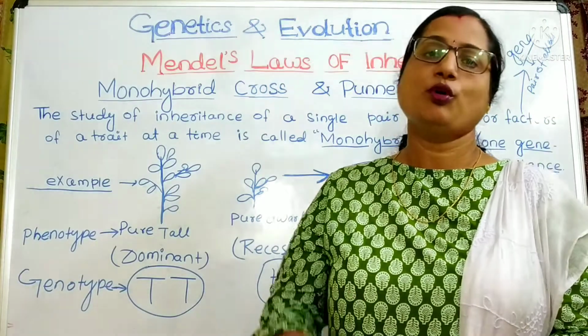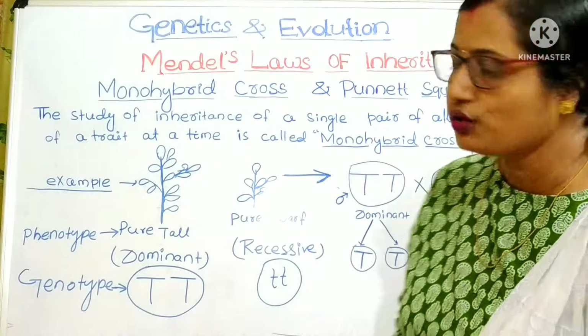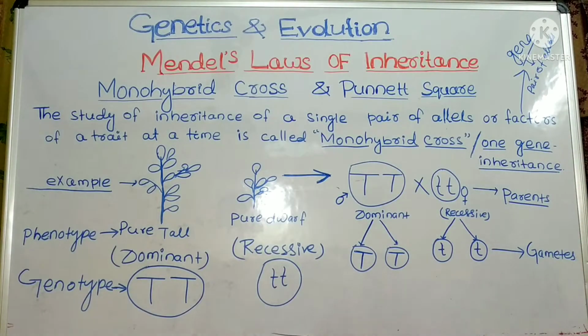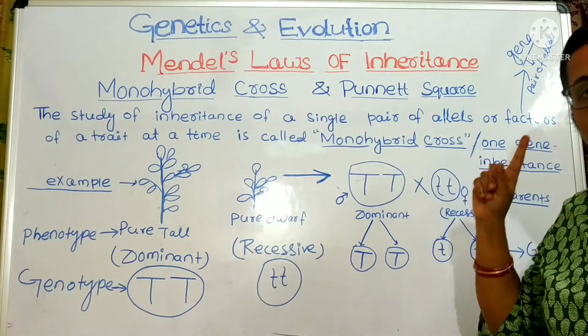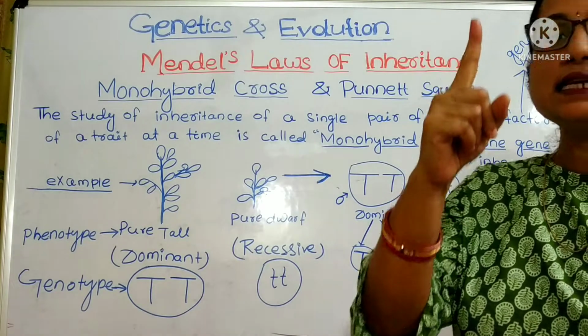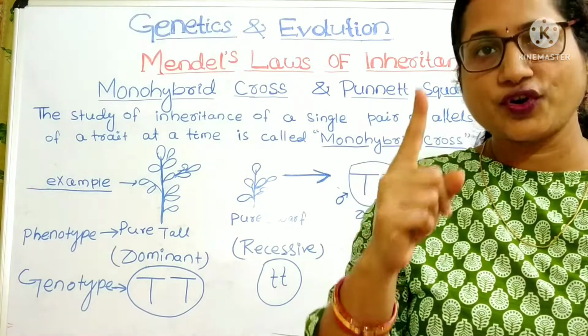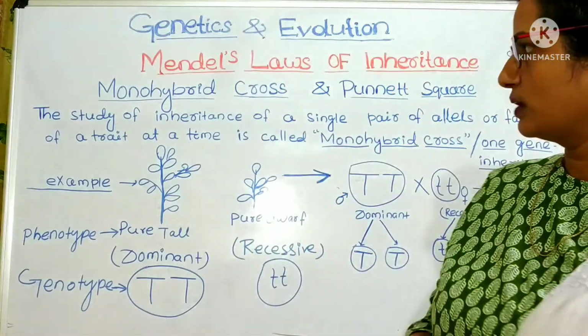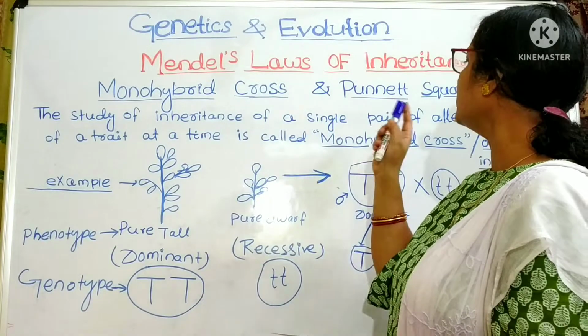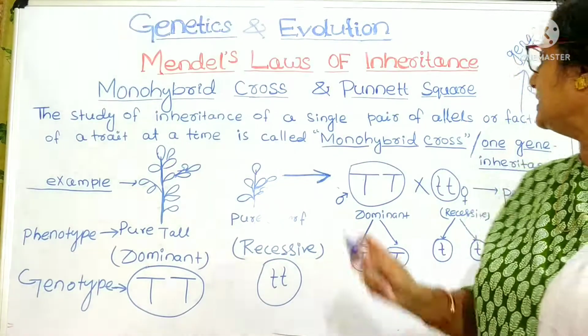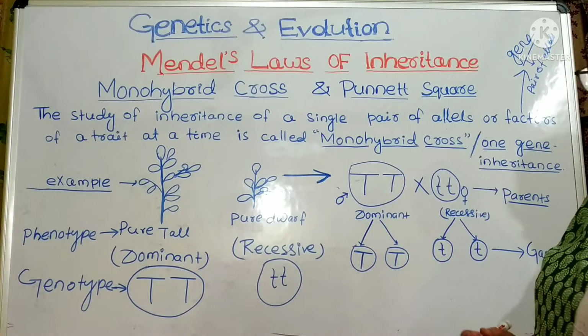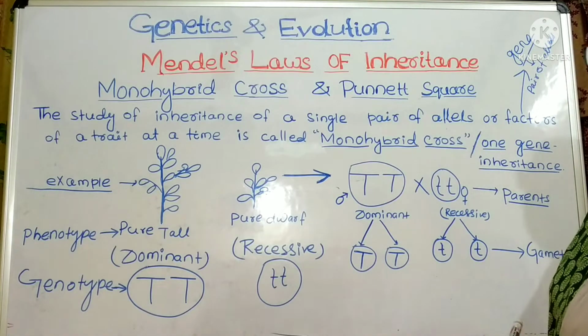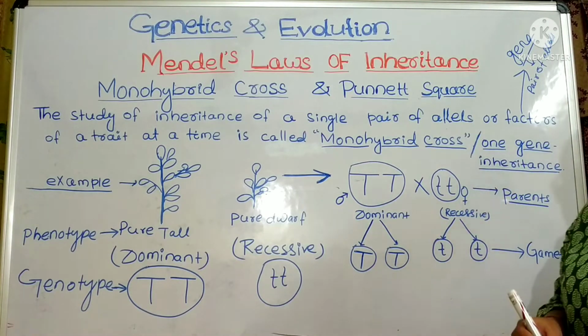Monohybrid cross is also known as one gene inheritance, because in case of monohybrid cross only a single gene is studied for the transfer. The study of inheritance of a single pair of alleles, and a gene contains a pair of alleles, so it is known as one gene inheritance.